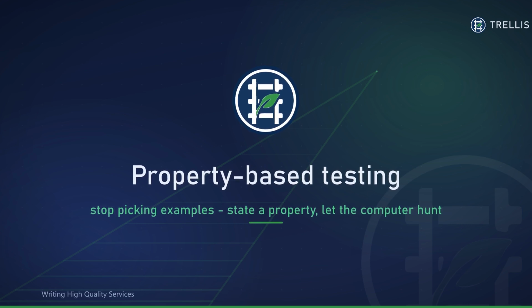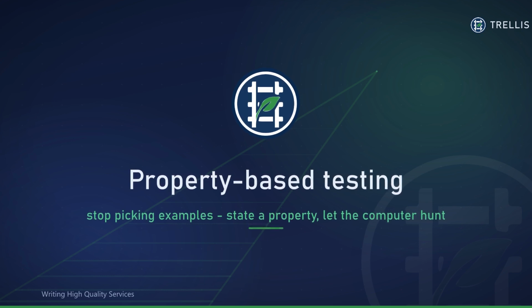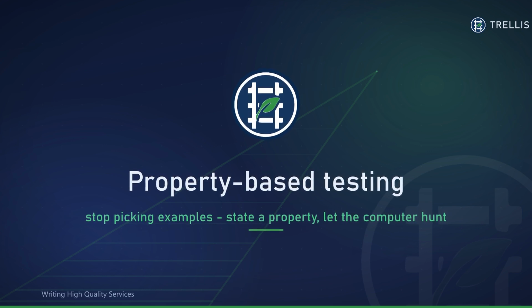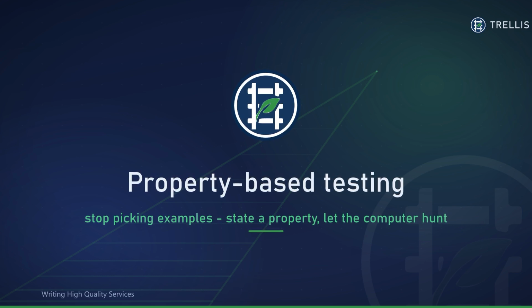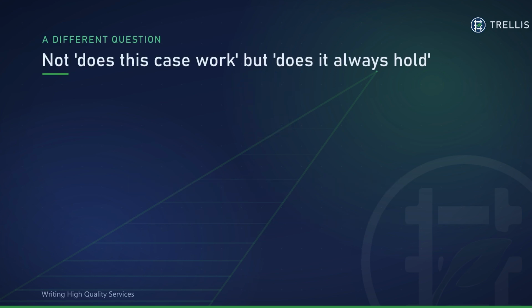Instead of picking examples, you state a property that should hold for every possible input, and the tool generates hundreds of random cases trying to break it. And when it finds a break, it hands you the simplest one. It's the perfect way to prove a value object is bulletproof. Let me show you. Here's the shift in thinking.